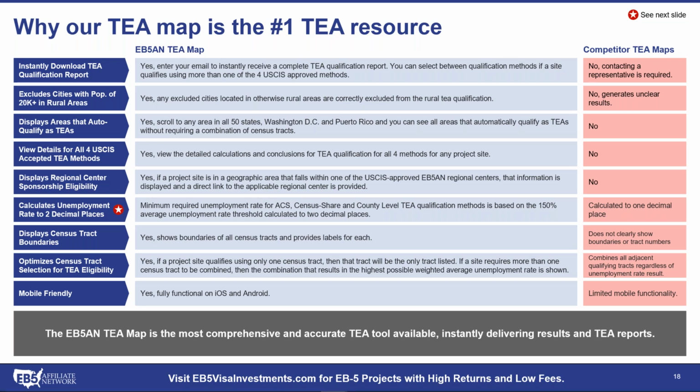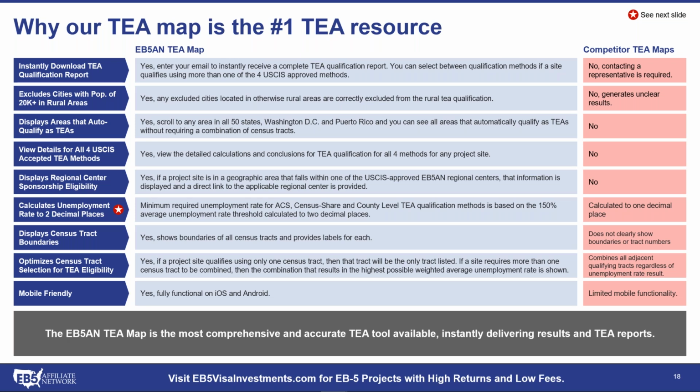The map also automatically considers cities that have more than 20,000 in rural areas. So if you were in Oklahoma in a rural part of the state, but there was a city there that had 20,000 people, that would actually not be a rural area because there's a city exception. And so our map takes into account all of those exceptions.